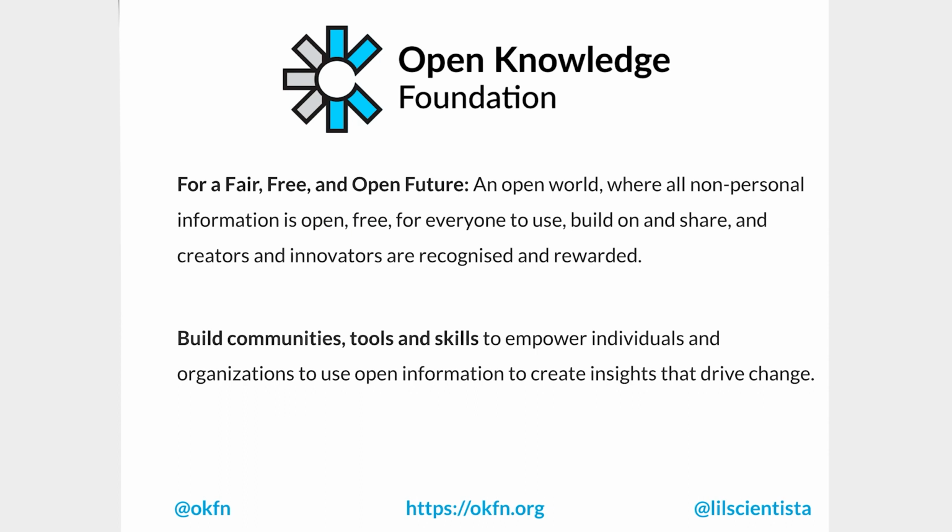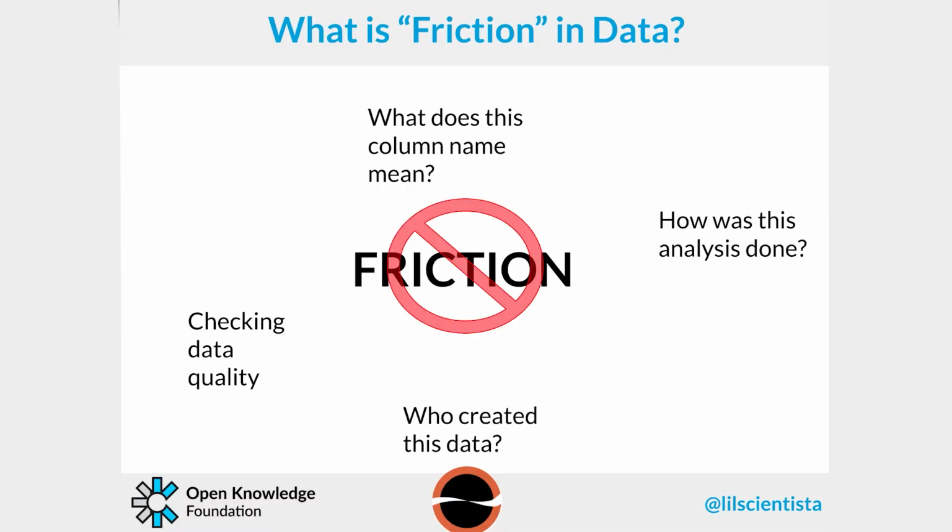I work for the Open Knowledge Foundation, which is a nonprofit, and we are aiming to create a fair, free, and open future for all, where information is publicly available and where we are building communities and tools and teaching the public how to use that publicly available information to impact positive social change. Within the Open Knowledge Foundation, I work on the Frictionless Data Project, and I've said frictionless data a lot in the past few minutes. So what are some frictions in data that we're trying to remove?